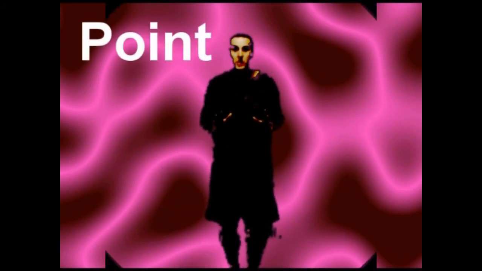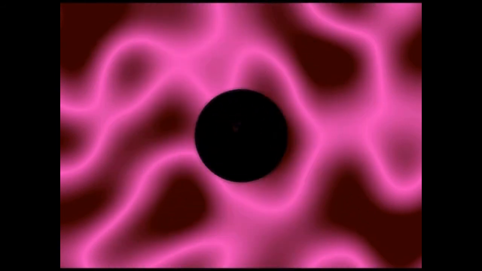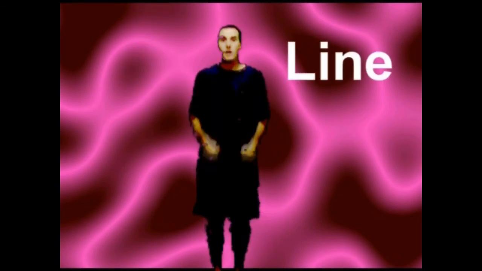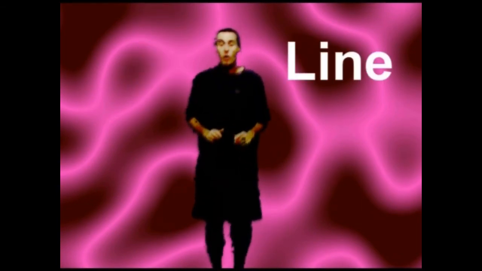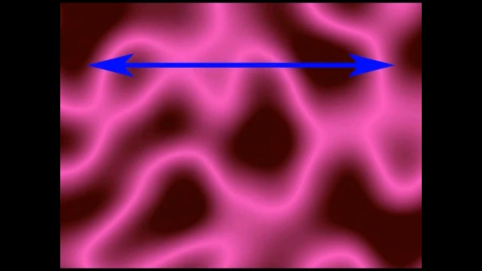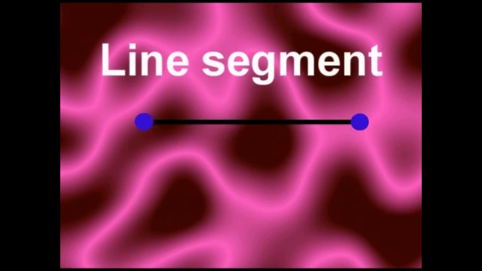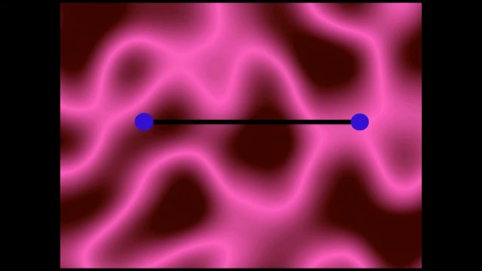A point specifies an exact location. A line is a straight curve, or a bunch of points in a row that go forever and ever. The arrows at the end tell us the line does not stop. A line segment is part of a line that is bounded by two points. Do you see the two points at the end? They tell us where the line starts and ends.